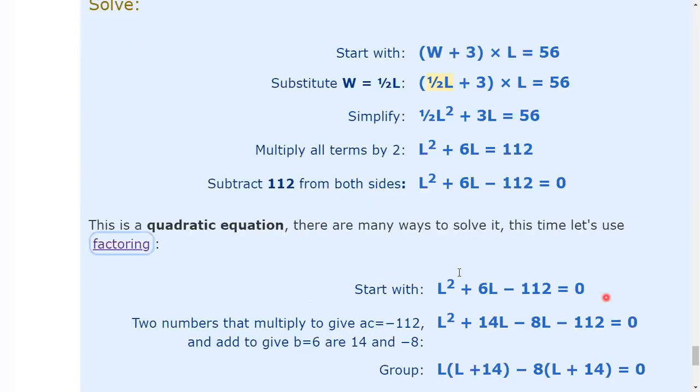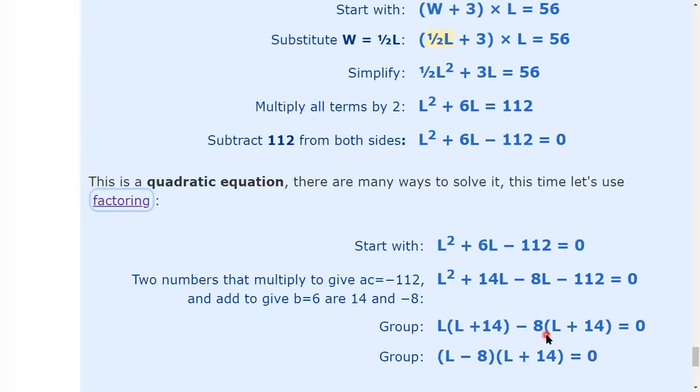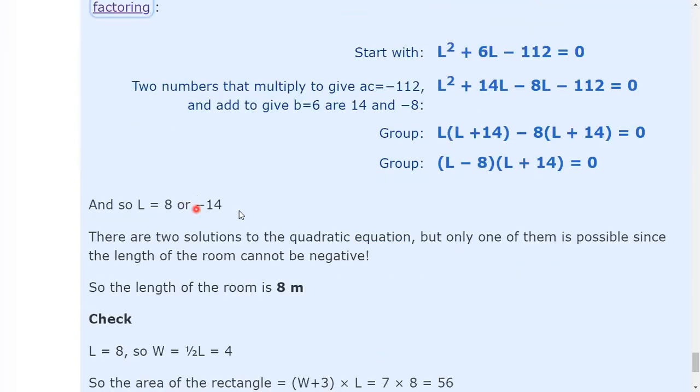So you'll get the two sets of values by factorizing. 14 into 8 will become 112, and 14 minus 8 will become 6. This is the middle term break. So this is the first value, this is the second set. We can take something common, and we will get this group and this group. The product of these two being 0, then L minus 8 is 0 or L plus 14 is 0. So L is equal to 8 or L is equal to minus 14.